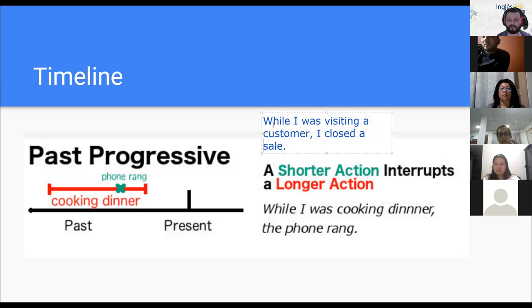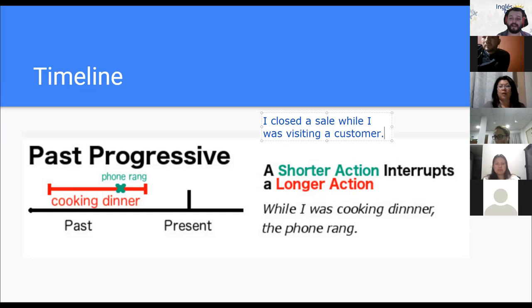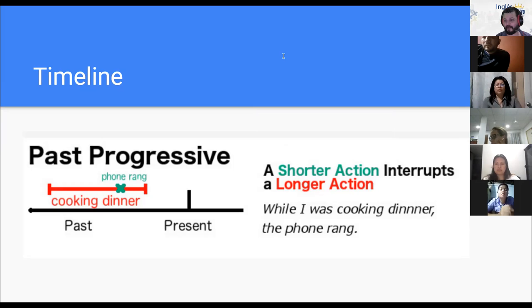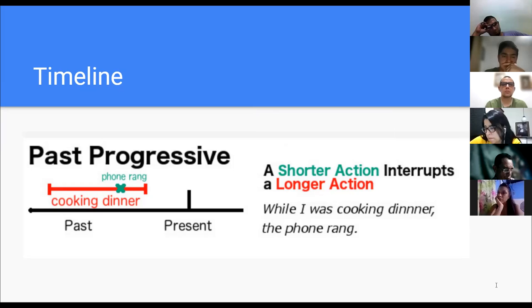Now, guys, let's do this, okay? I want you to use this first. I closed a sale while I was visiting a customer, okay? I want you to use the while clause in the second place, okay? All right, so Ricardo, give me one example. Let's use the simple past clause first, okay?